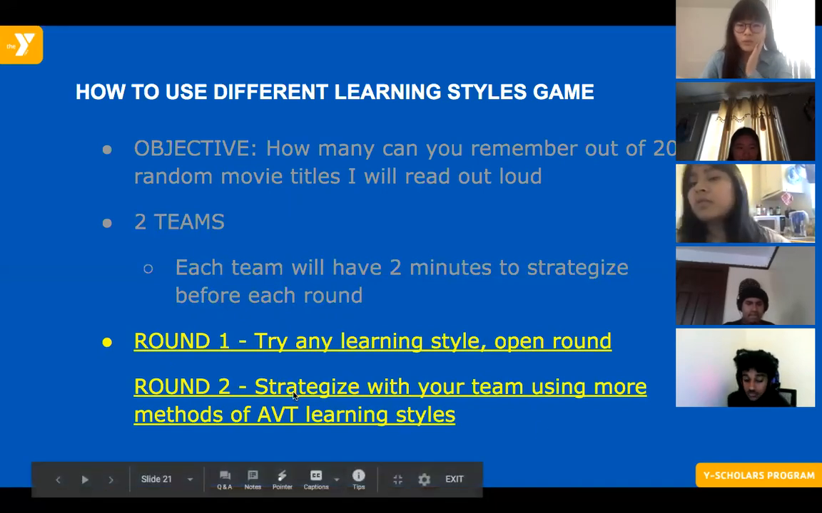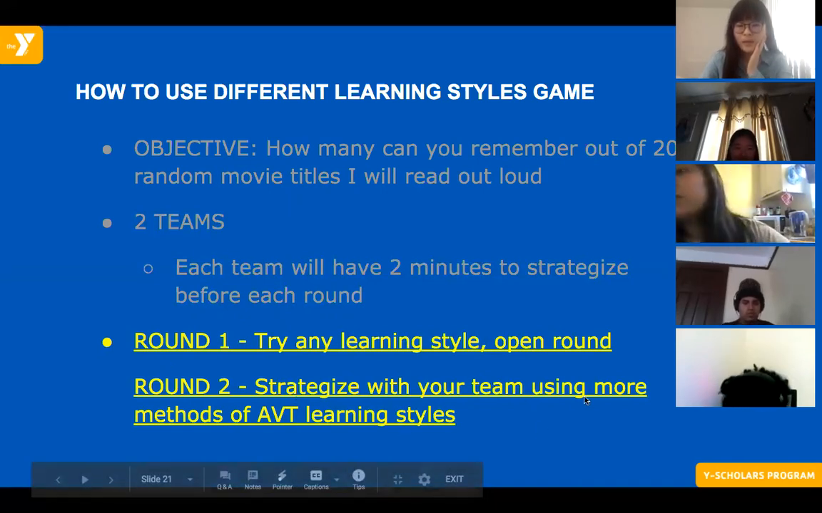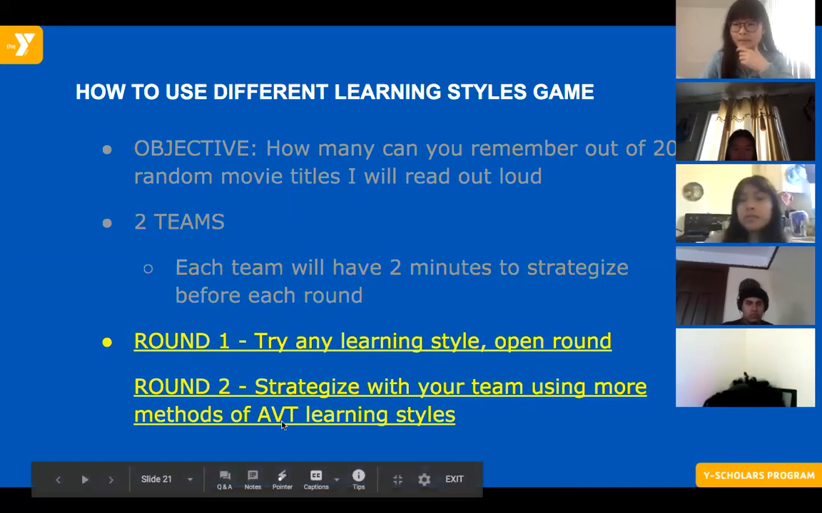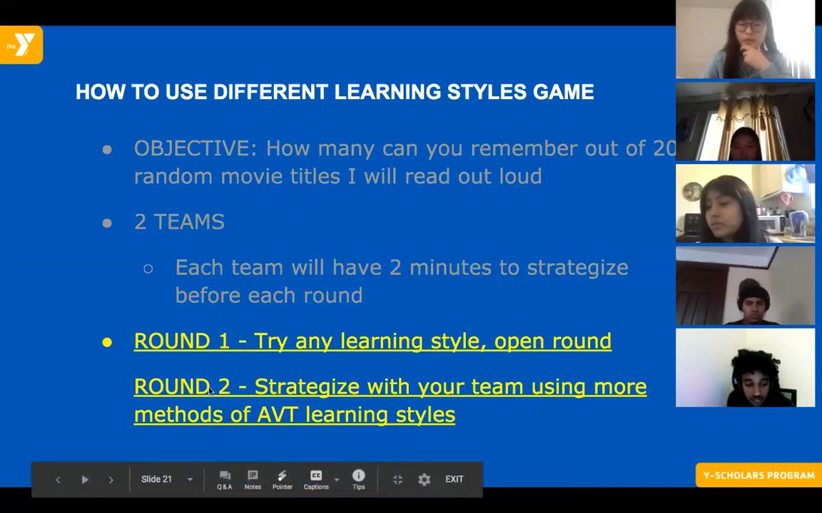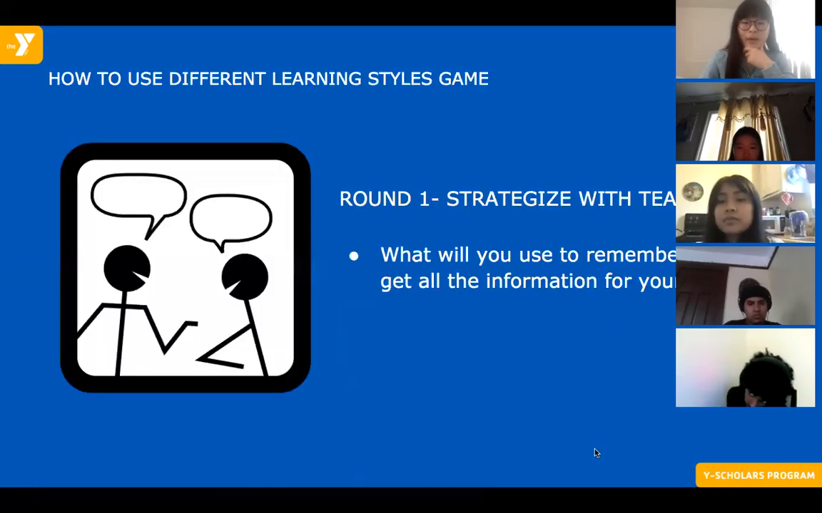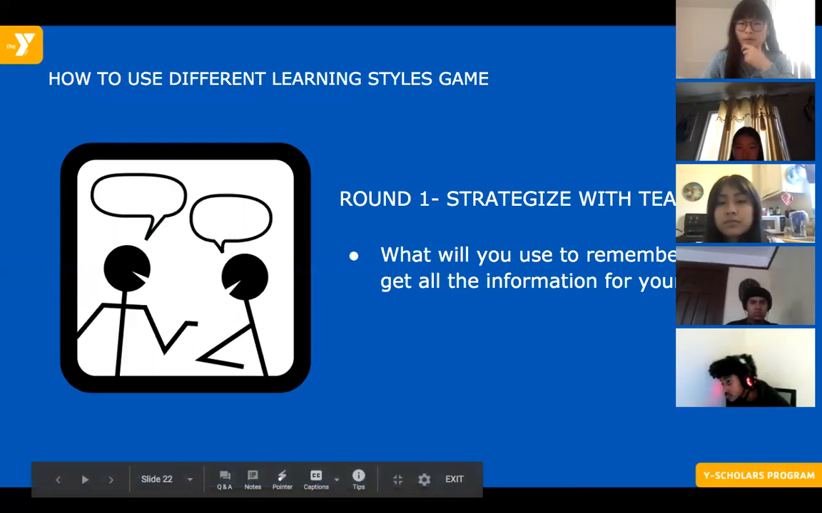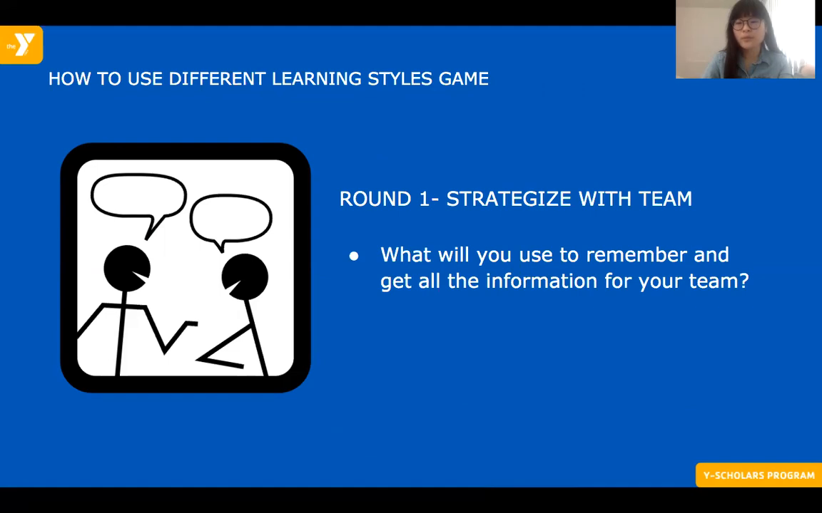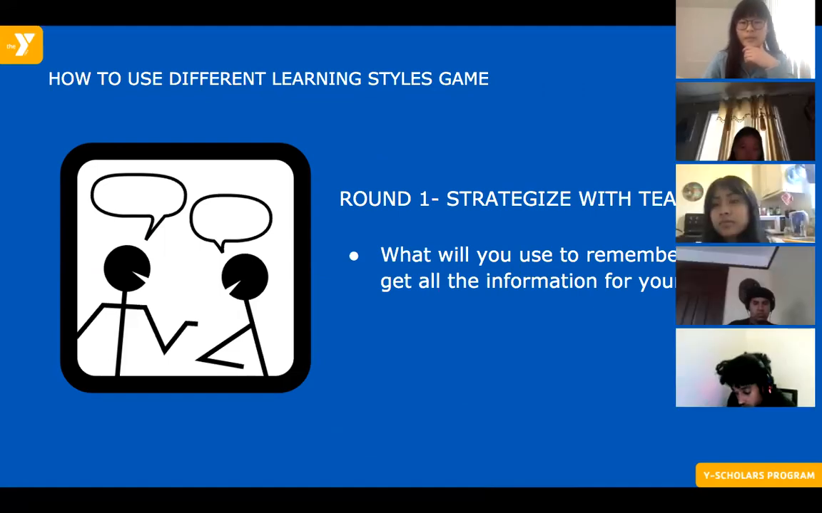And then for round 2, you're going to strategize with your team again using more methods of ABT learning styles. So definitely think about ABT when you're strategizing for round 2, because I'll be asking you about that. Okay. All right, so round 1, you're going to strategize with your team first for about 2 minutes, right? What will you use to remember or capture and get all the information for your team?